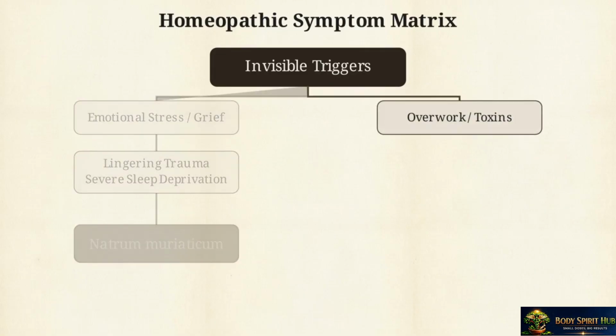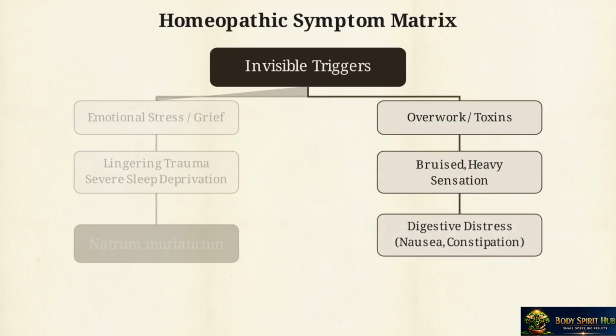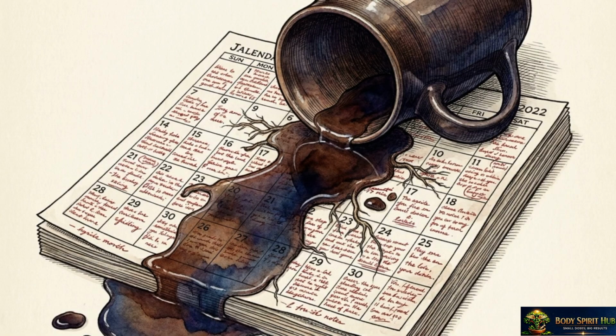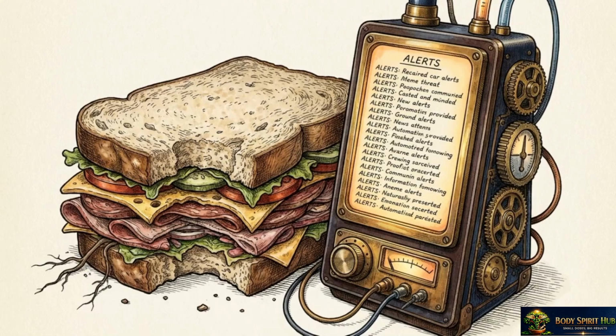The parallel path tracks a different kind of stress. If your headache features a bruised, heavy sensation combined with digestive issues, nausea, or constipation, the matrix lands on nux vomica. Nux vomica is indicated when you have simply pushed your system too far. It fits individuals experiencing aggressive burnout, extreme irritability, and overindulgence in heavy foods or exposure to toxins.